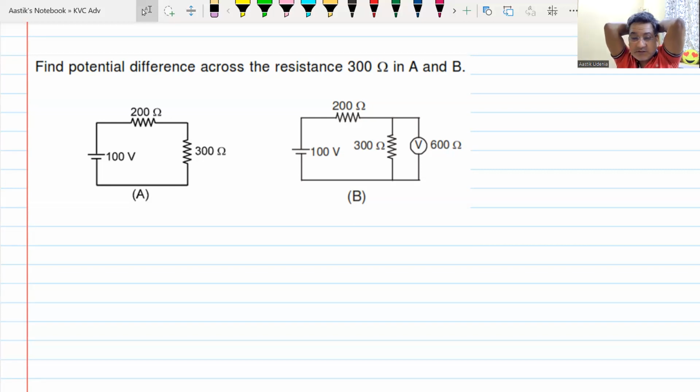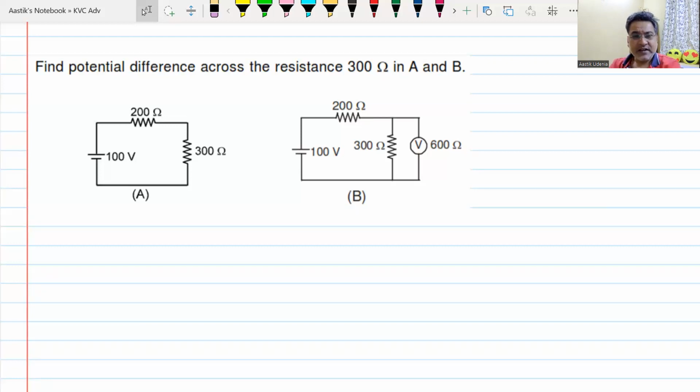One resistance is 200 ohms and the other resistance is 300 ohms, and they are connected in series, so they will divide in direct ratio of their resistance. So the voltage across 300 ohms will be 300 into 100 divided by 500. That will be 60. So the potential difference across the 300 ohm will be 60 volt, direct ratio. And the potential difference across 200 ohm will be 40 volts.